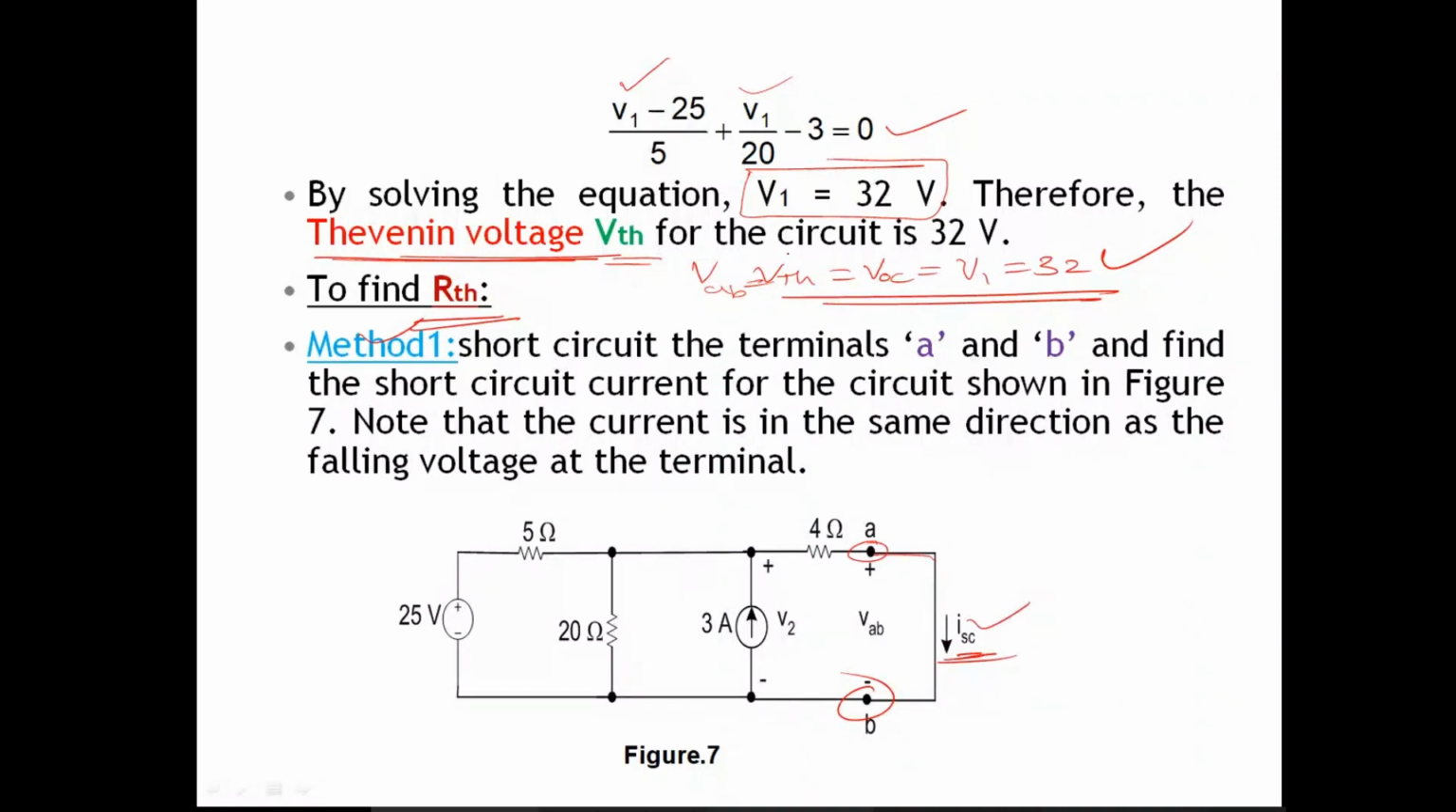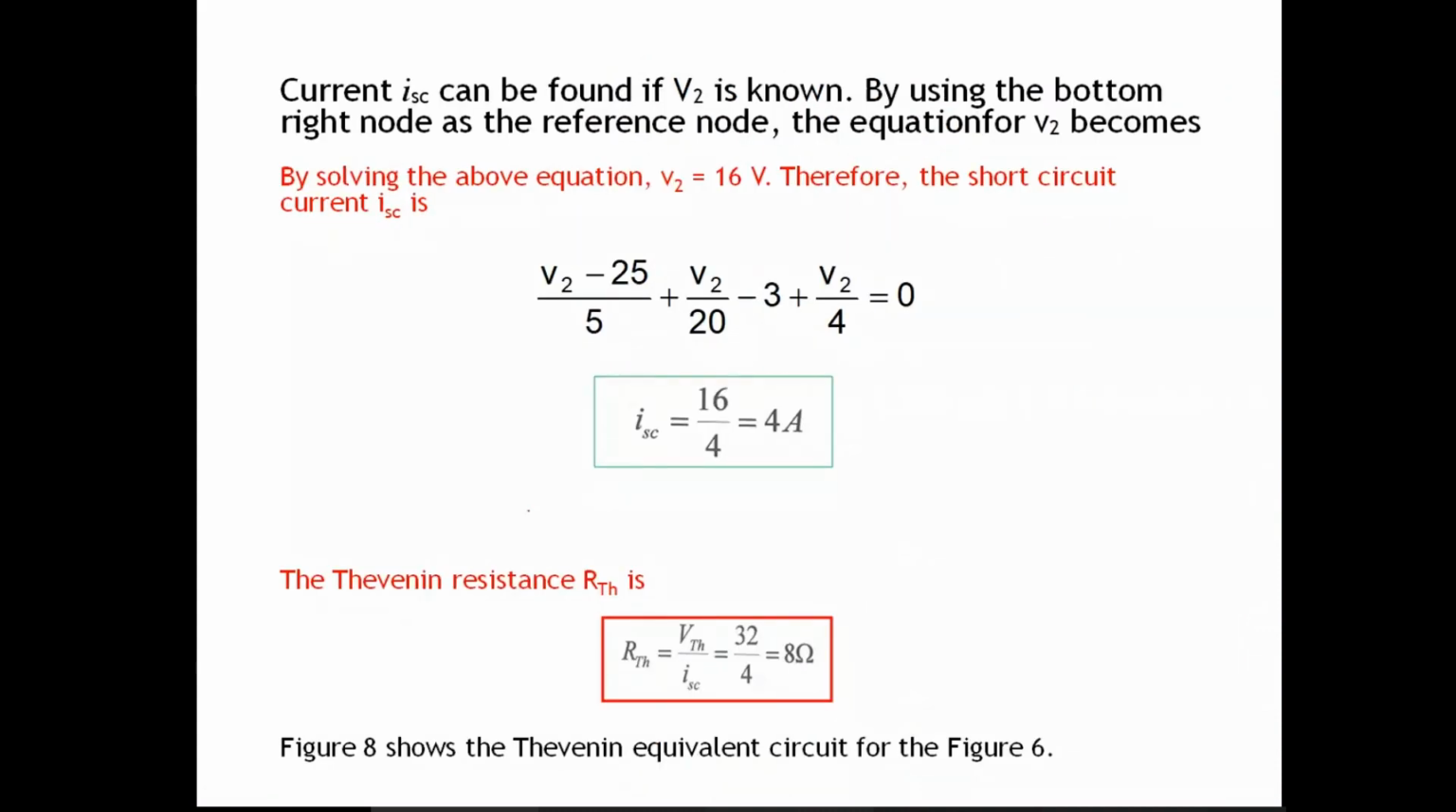Right. Already VOC you have calculated. So then your RTH is equal to VOC or VAB divided by ISC. This is how we will calculate RTH. Now let us first find ISC. How do we calculate ISC? Once again, use nodal analysis.